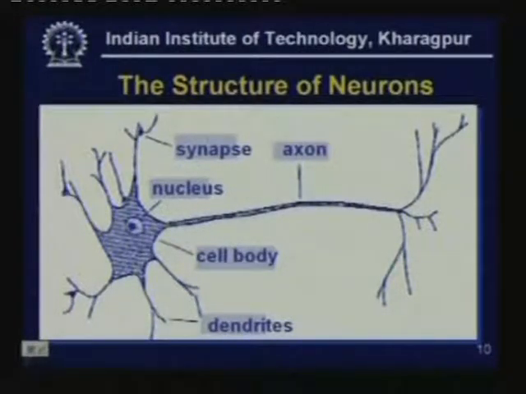So the neuron has a nucleus and a cell body, and there is a tail called the axon. There are dendrites, which are units which come out from the cell body, and at the end of the dendrites there is a synapse through which pulse communication takes place between different neurons.